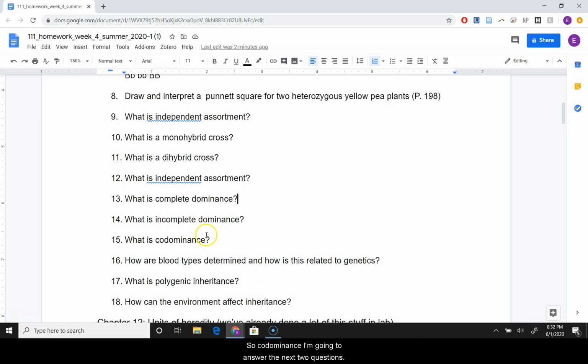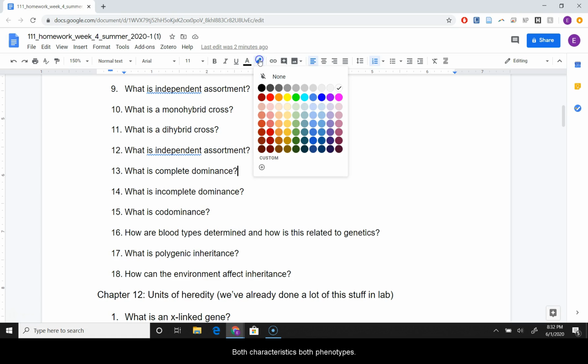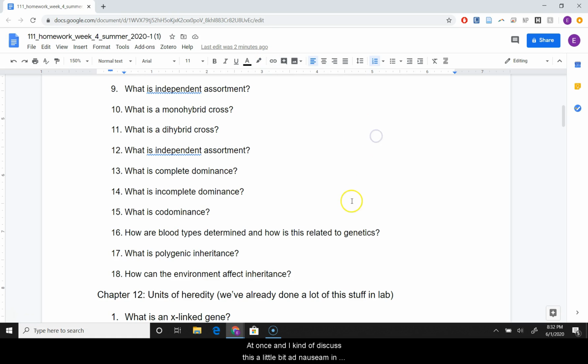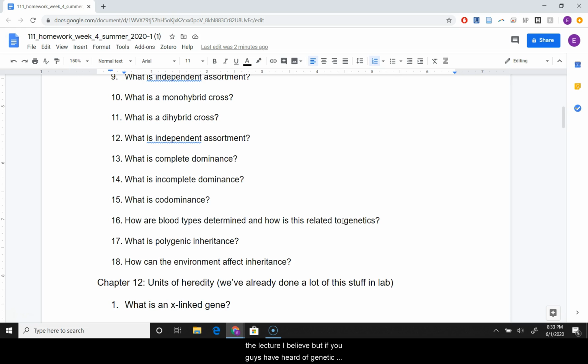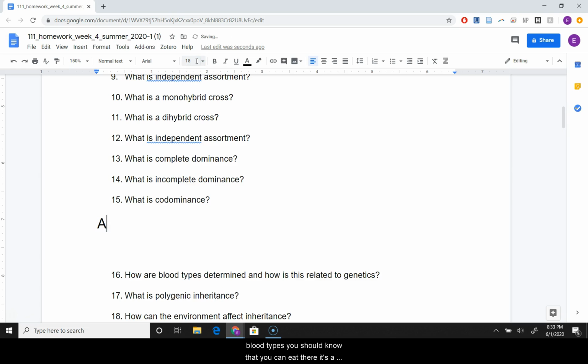So codominance, I'm going to answer the next two questions, and blood groups. Codominance is when you see both characteristics, both phenotypes at once. I discussed this a little bit ad nauseum in the lecture, I believe. But if you've heard of blood types, you should know it's A, B, O. You can be type A, type B, type O, or type AB.